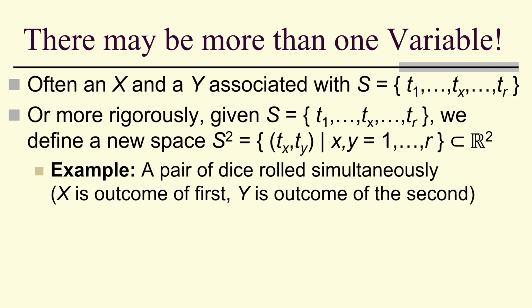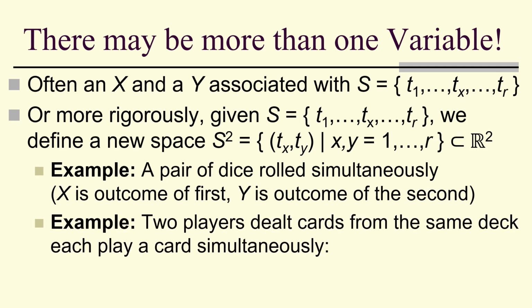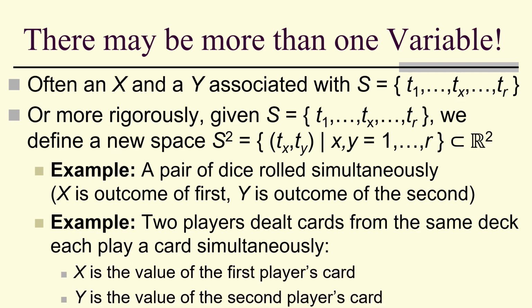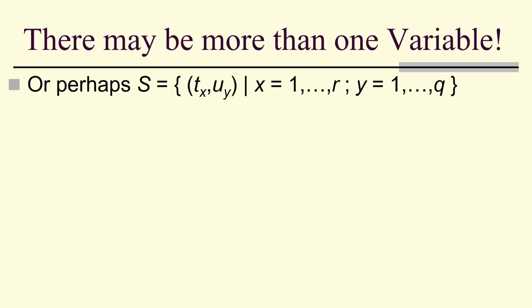For example, a pair of dice rolled simultaneously, X is the outcome of the first and Y is the outcome of the second. Another example, two players are dealt cards from the same deck, each plays a card simultaneously. X is the value of the first player's card, Y is the value of the second player's card.